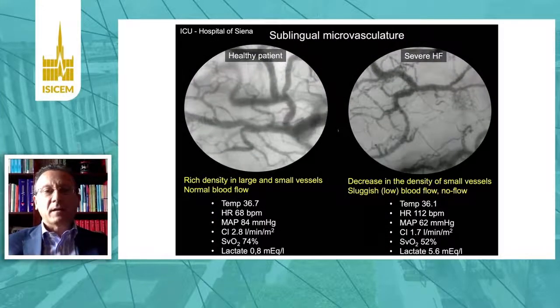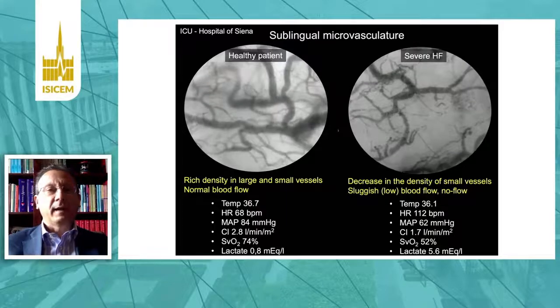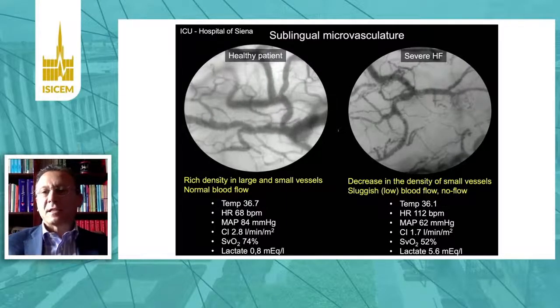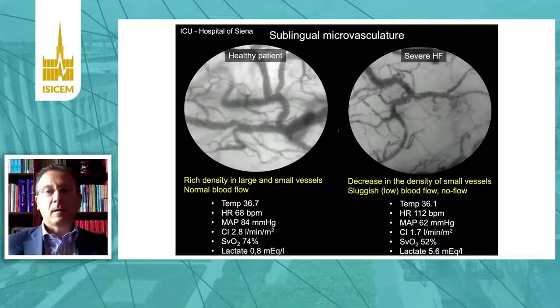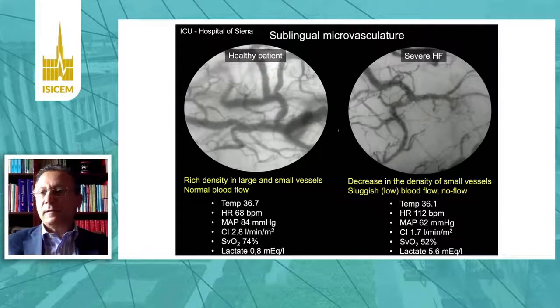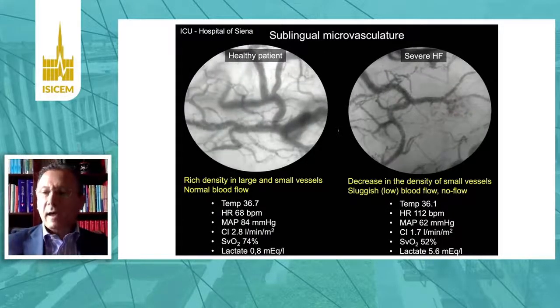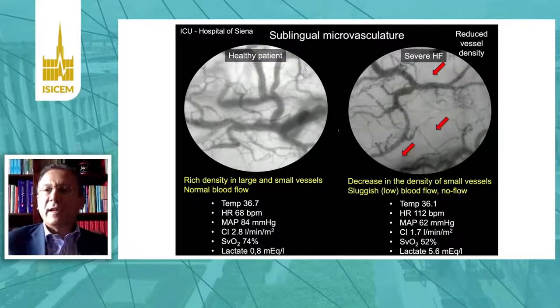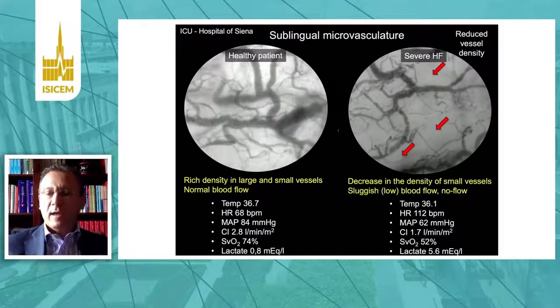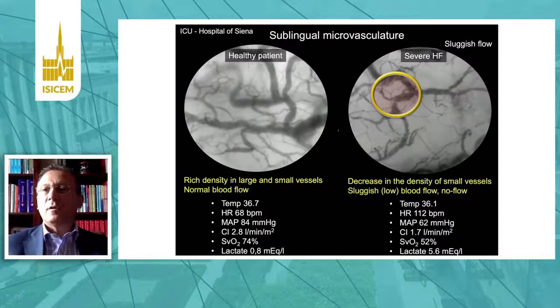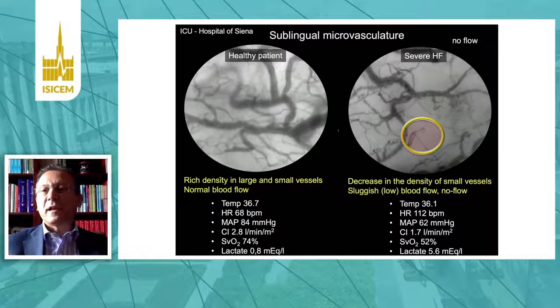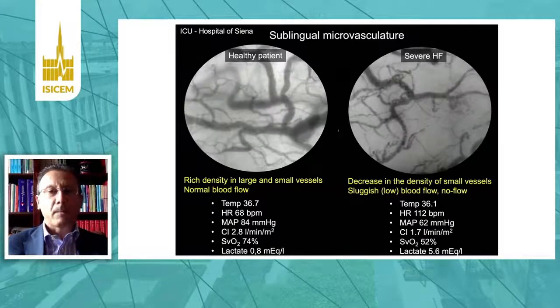These are the microcirculations of a healthy patient and a severe heart failure patient. We can see that in the severe heart failure patient, we have a reduced vessel density, we also have a sluggish flow, and we also have some areas with no flow.